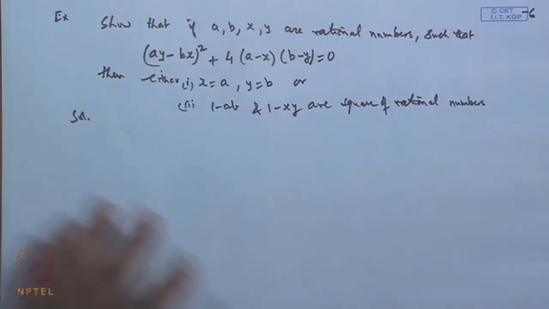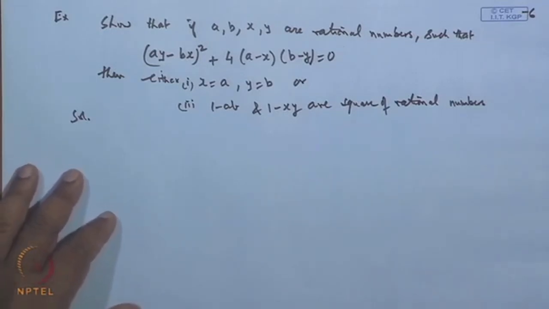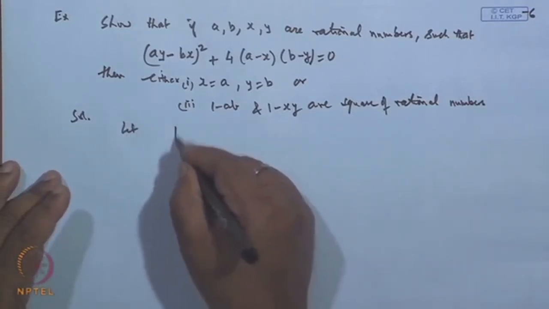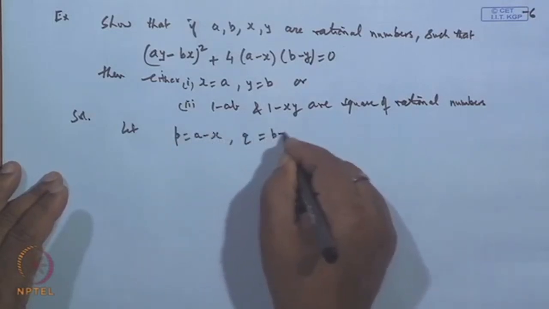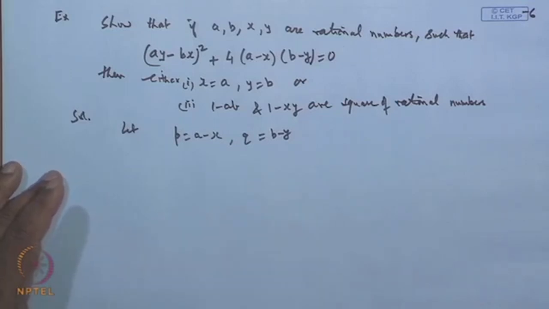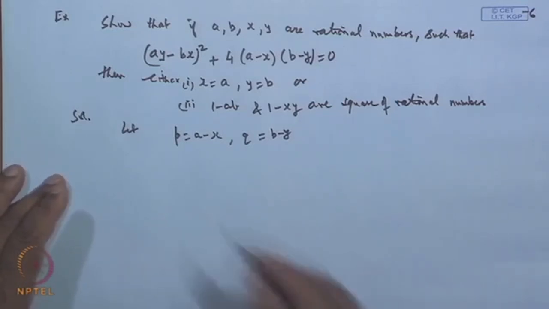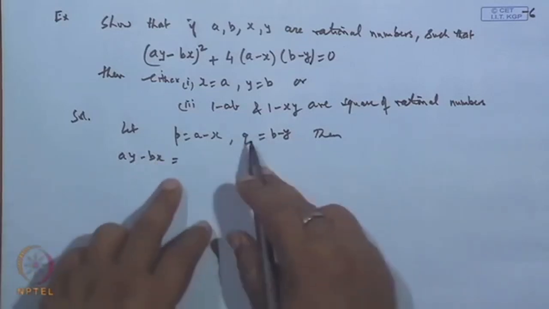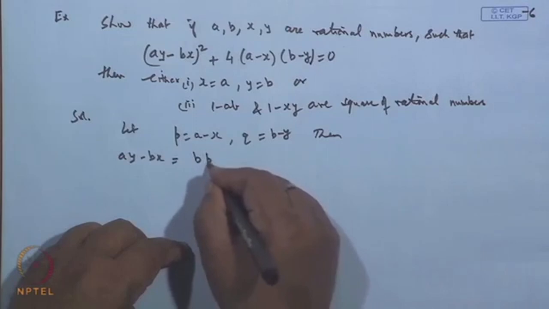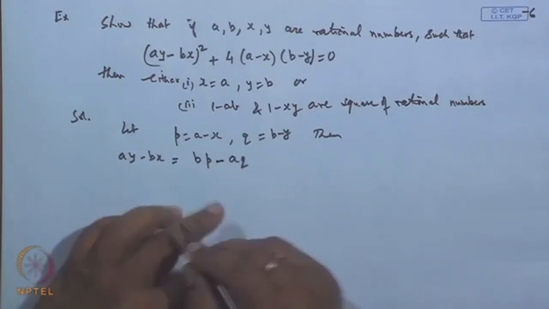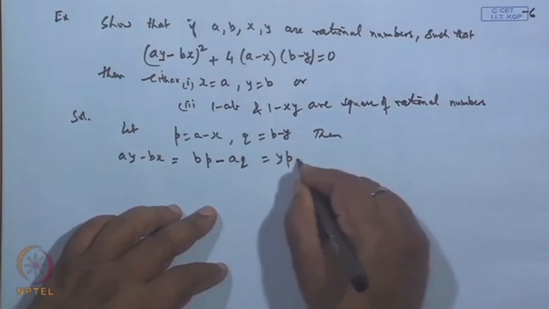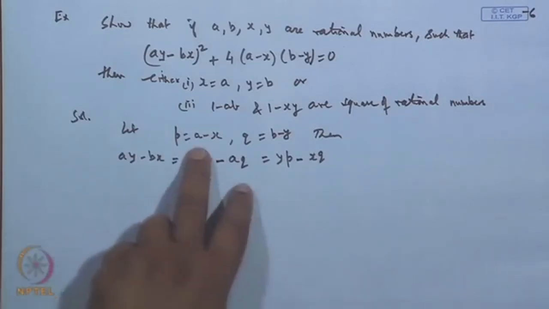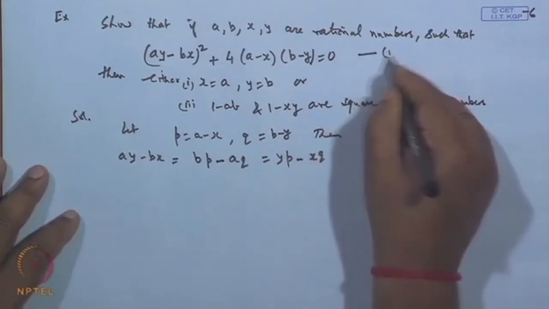It's basically mathematical things. Not much Dedekind cut is required, but some concepts are required. So let p be a minus x, q be b minus y. Then if I solve this ay minus bx, if I just substitute these values, we will get the value to be bp minus aq, which is also the same as yp minus xq. This is one.